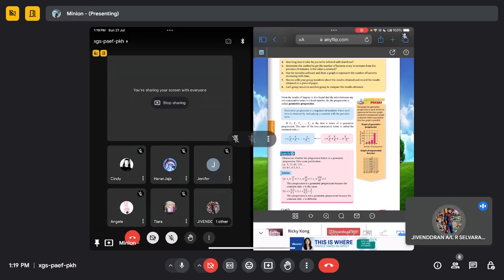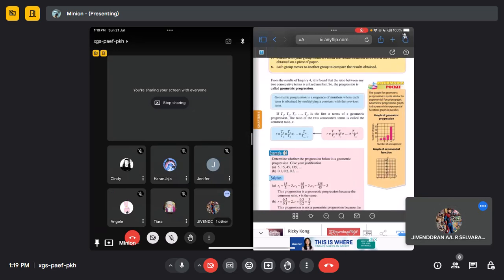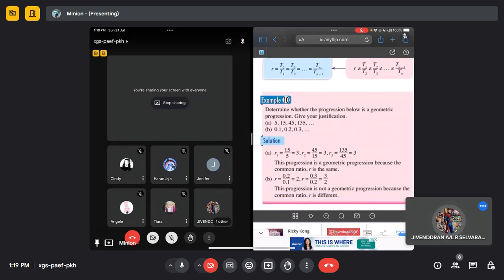Pritika, can you zoom in? Okay, thank you. Determine whether the progression below is a geometric progression. Give your justification. A: 5, 15, 45, 135, and so on.